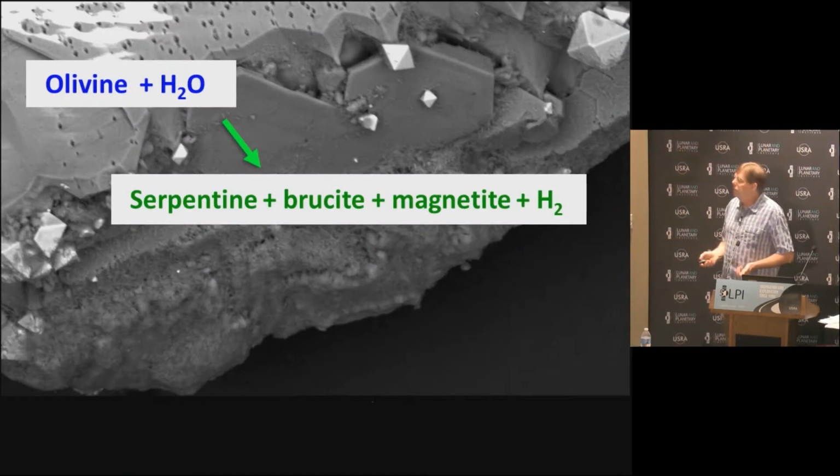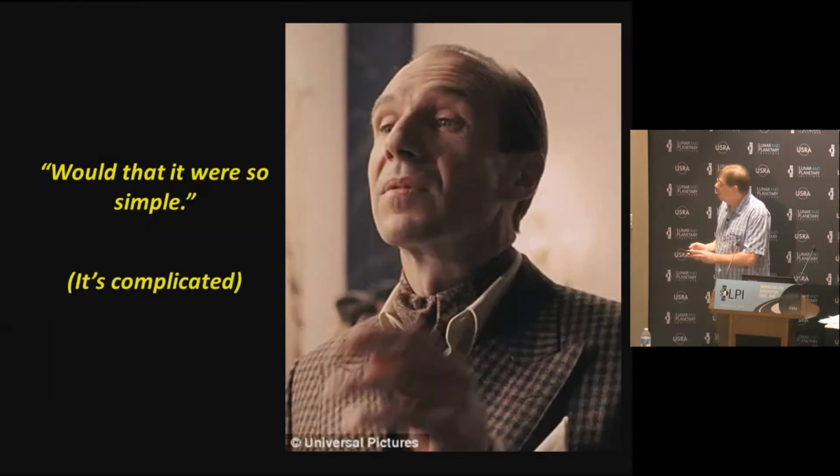Most often this reaction is expressed in a simple way: olivine plus water reacts to form a suite of secondary minerals, serpentinites, which include serpentine, magnetite, and brucite, and produces hydrogen. Well, if it was really this simple, then the last decade of my life would have been a lot easier.